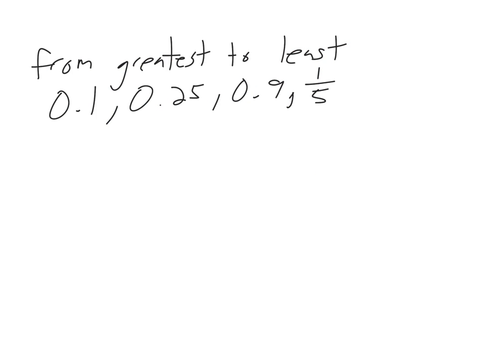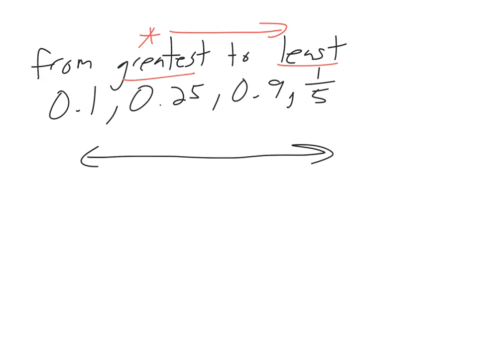This next example, now we want to go from greatest to least. So now we want the greatest number on the left and then work our way to the right and get smaller. Okay, so we've got the numbers 0.1, 0.25, 0.9, and 1/5. And I'll give you the number line here. So we're going to start at 0. And you notice how they're all numbers smaller than 1. So just like before, we're going to count by 0.1.